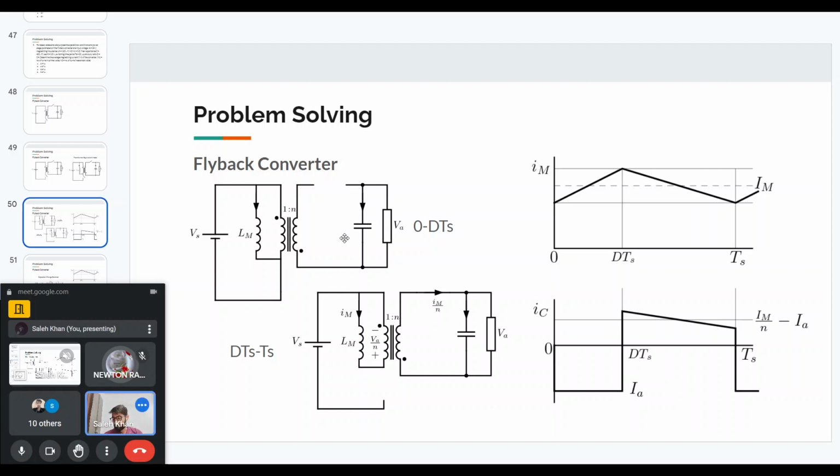Okay, if anybody does not have any more questions, then we can. What is the working of the flyback converter in the industrial area?